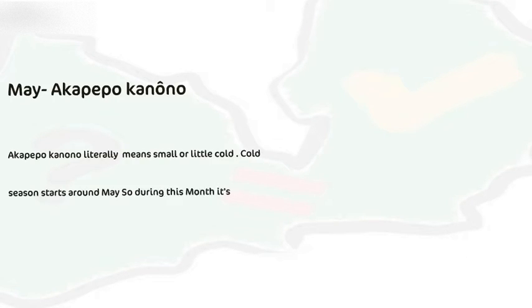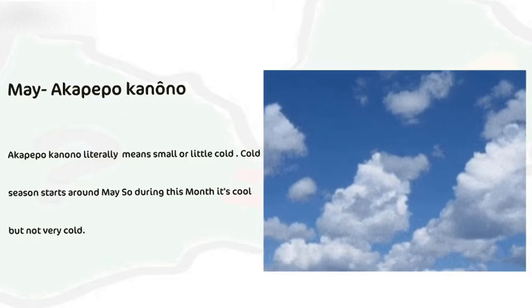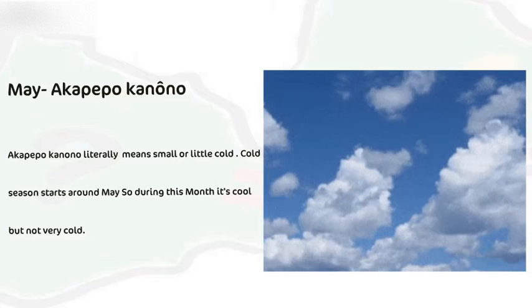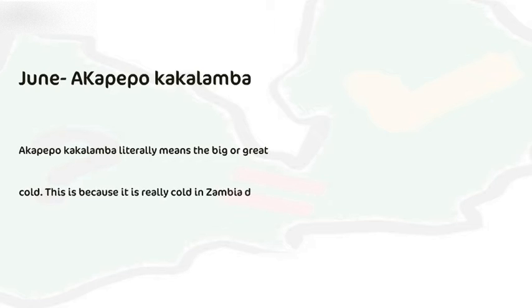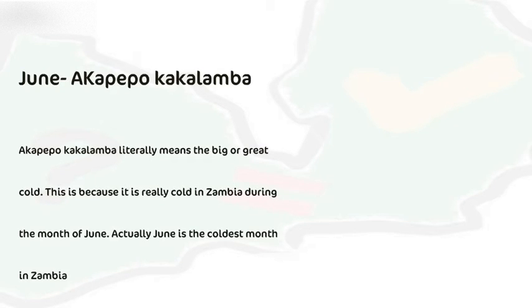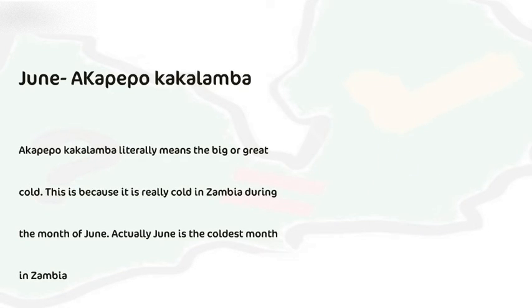May in Bemba is called Akapepo Kanono. Akapepo Kanono literally means small or little cold. Cold season starts around May in Zambia. So during this month, it's cool, but it's not very cold. June in Bemba is called Akapepo Kakalamba. Akapepo Kakalamba literally means the big or great cold. This is because it is really cold in Zambia during the month of June. Actually, June is the coldest month in Zambia.